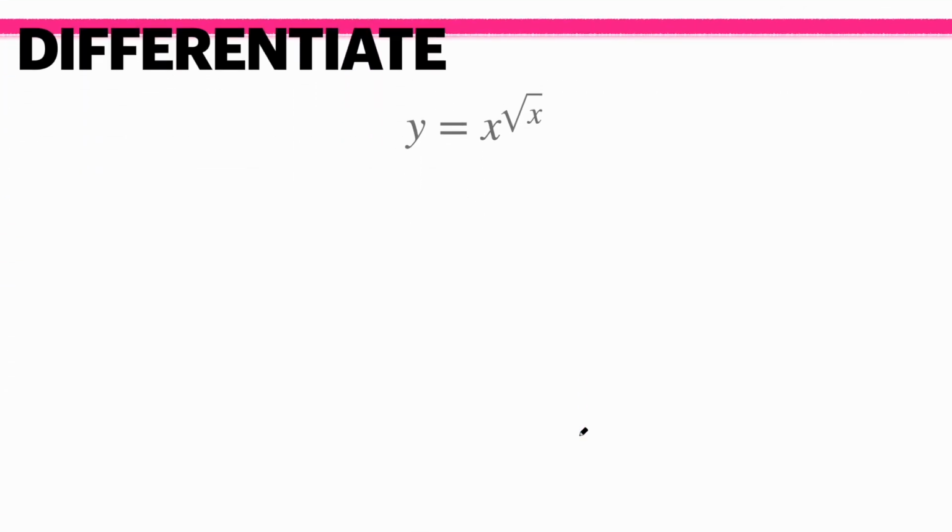So if you would like to pause the video, attempt this one, basically having to take the natural log of both sides, and then resume to see the answer. So in this one, I'm going to have to take the natural log of both sides. And the reason is because I got to use a property of getting the exponent down front. So I have the natural log of y equals the square root of x times the natural log of x.